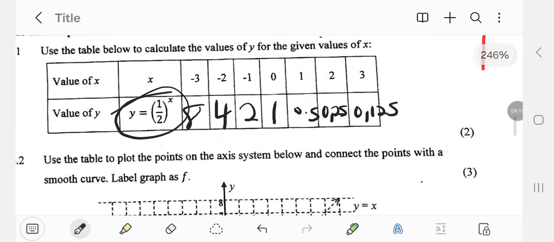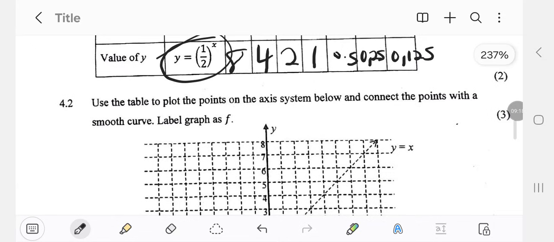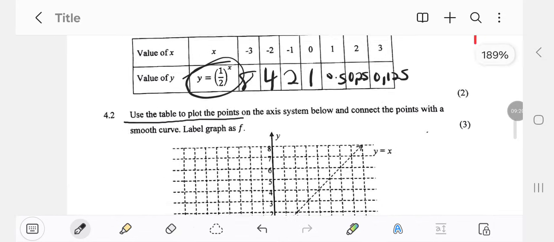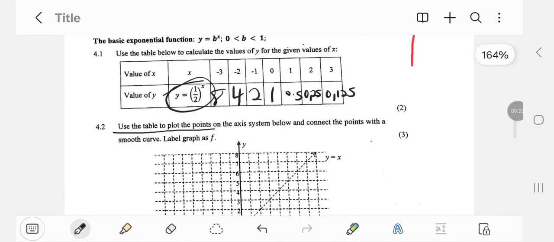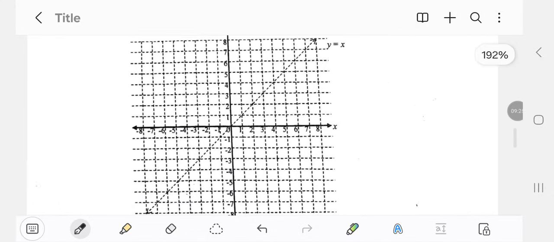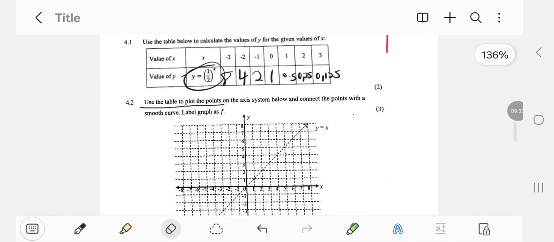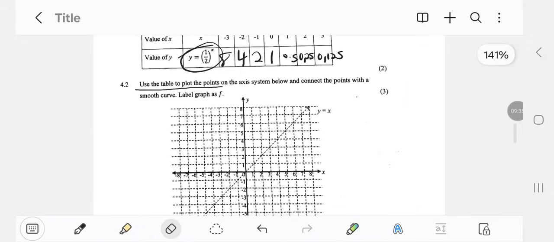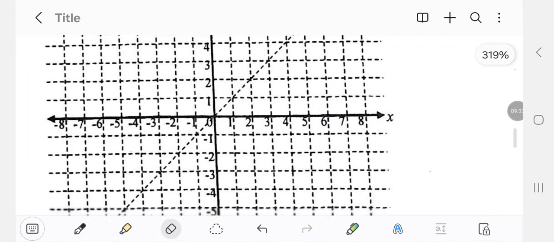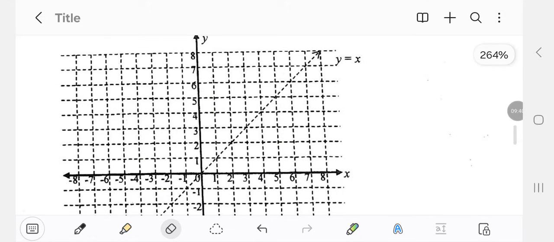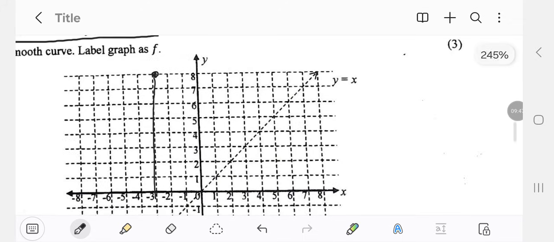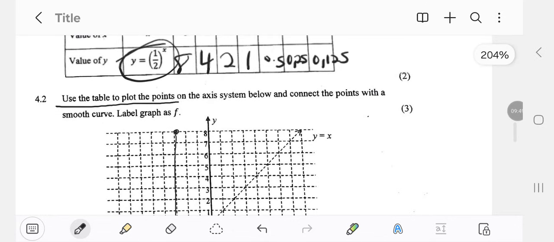Later the values, and then 4.2. Use the table to plot. I plot it like this. Minus 3 of x and 8. Minus 3 of x goes to 8, they meet there. Minus 2 of x and 4.